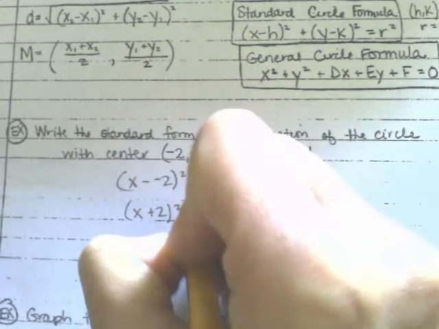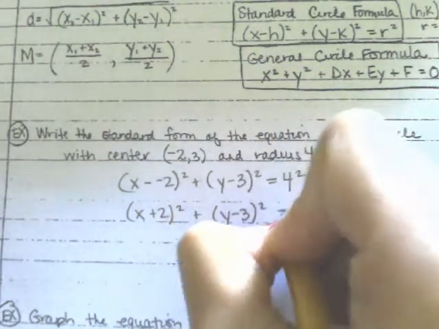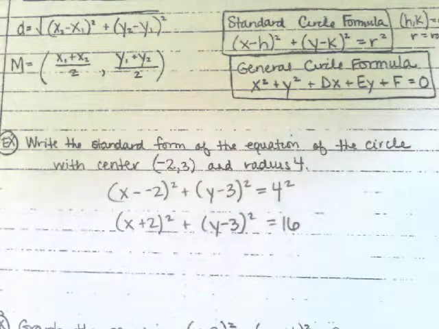Joseph. Would they want us to write 15 or leave it as 4 squared? They would want you to simplify, so write it as 16. Okay. Yeah.